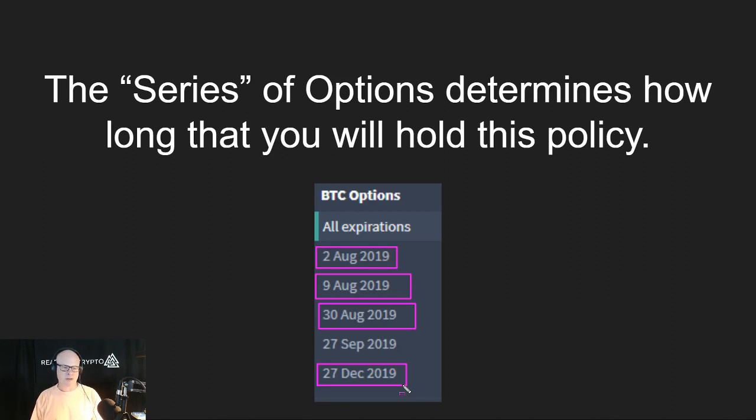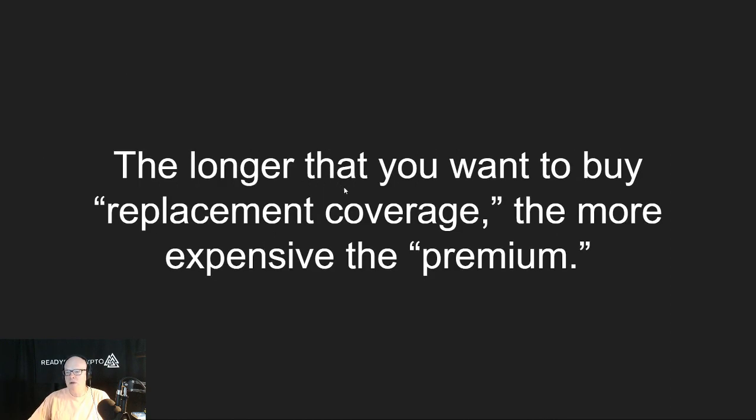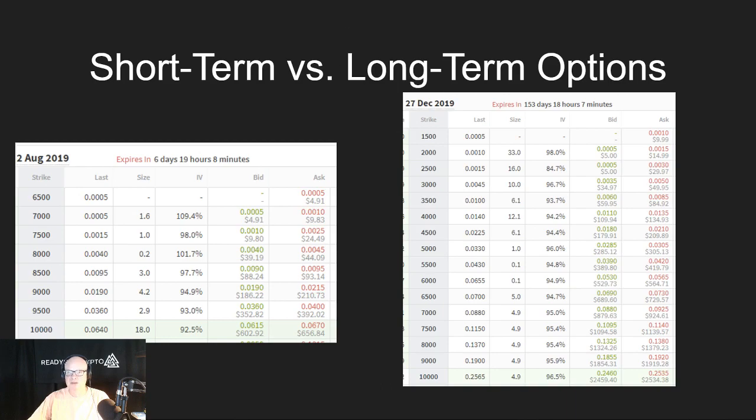And those are called leaps. Those are long-term equity anticipation securities. We're not going to have the same name here, but they're just collectively called leaps. I don't know if we're going to have leaps in Bitcoin options. So the longer that you want to buy this replacement coverage, so let's say you want to do a policy all the way through the end of the year, it's going to be more expensive than something which is just for a week. So let's look at this.